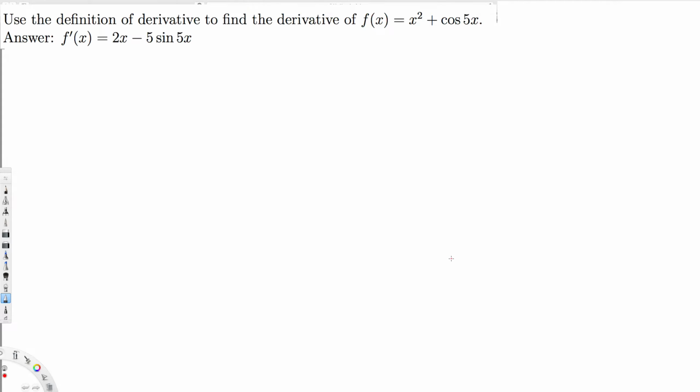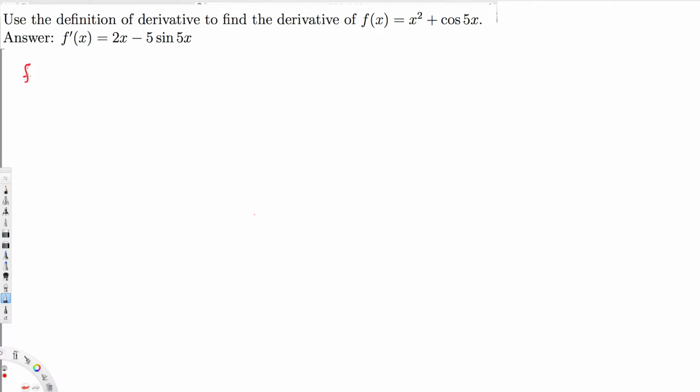What's going on, guys? We have this question right here. It's asking: use the definition of derivative to find the derivative of f of x is equal to x square plus cos 5x. So let's see how we can find this one. First, let's list the definition of derivative.